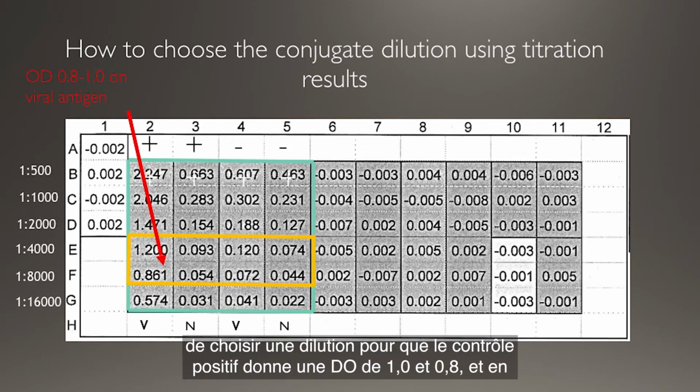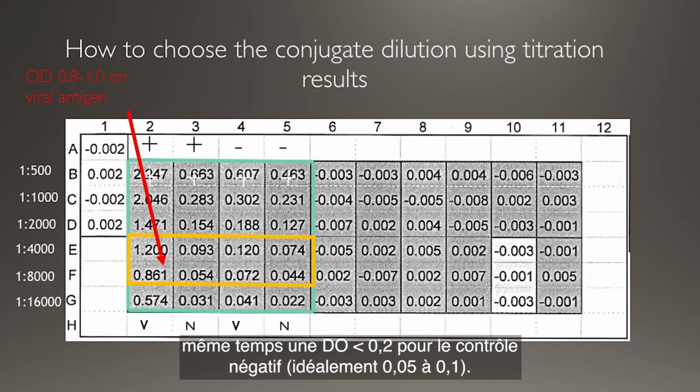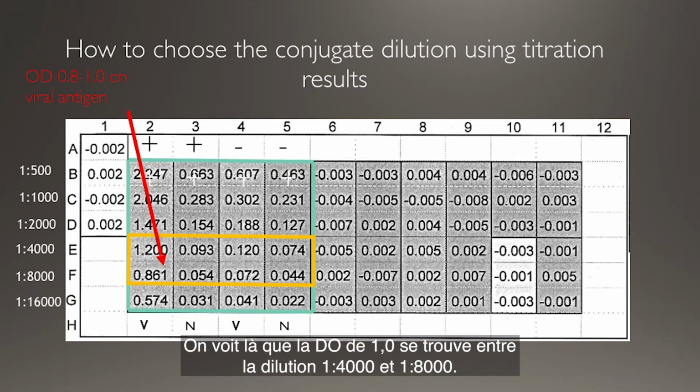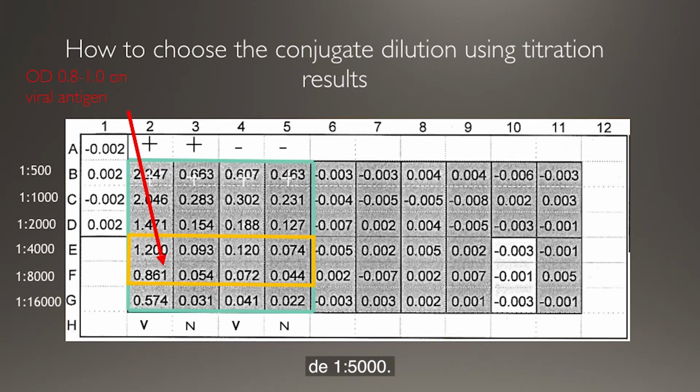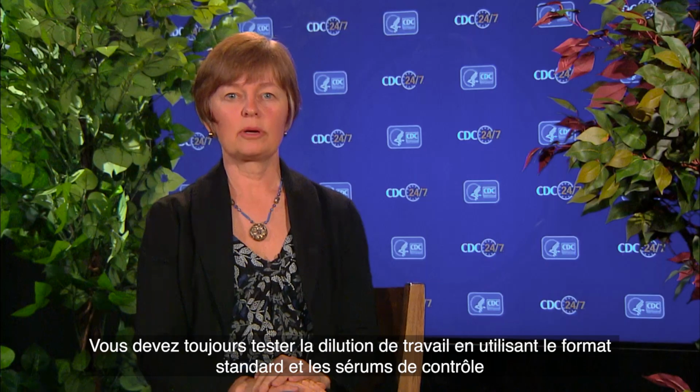The goal is to choose a dilution where the positive control gives an optical density of between 1.0 and 0.8, and concurrently gives an optical density of less than 0.2 for the negative control, ideally 0.05 to 0.1. Here we can see that the OD of 1.0 lands between the 1 to 4000 and the 1 to 8000 dilution. For this particular product, we chose 1 to 5000 as the working dilution. You should always test the working dilution using the standard format and the control sera prior to using with patient samples.